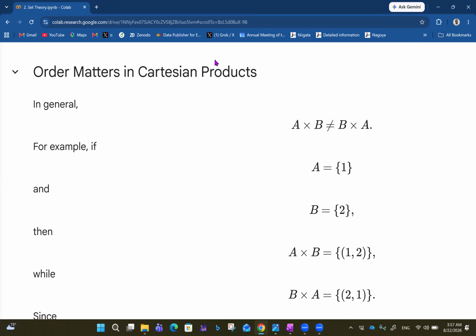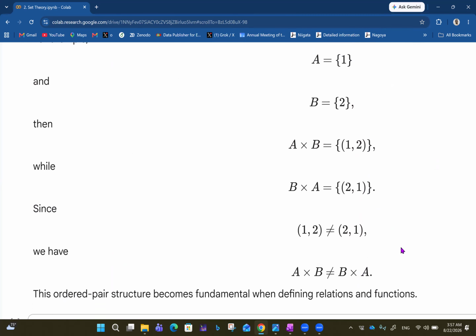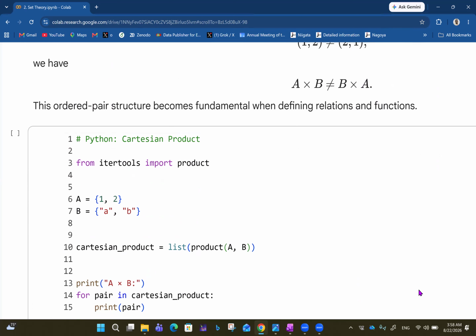Order matters in Cartesian products. In general, A cross B is not equal to B cross A. For example, if A is {1} and B is {2}, then A cross B is (1, 2), whereas B cross A is (2, 1). That order is really important. Since (1, 2) is not equal to (2, 1), A cross B is not equal to B cross A. This ordered pair structure becomes fundamental when defining relations and functions, so that relationship is really important.